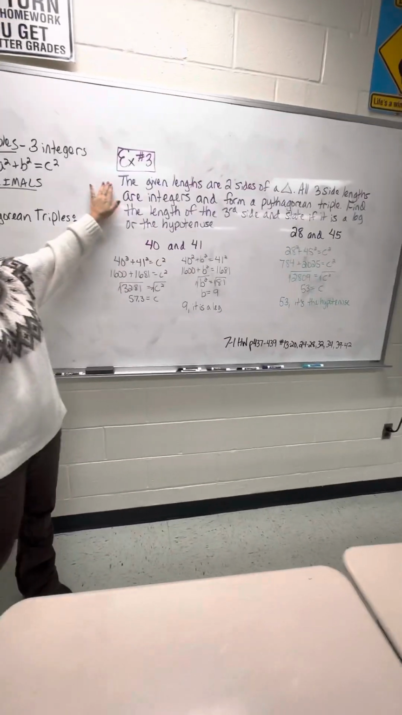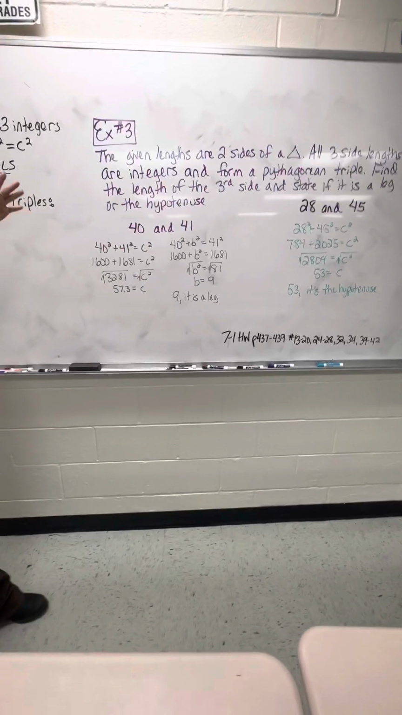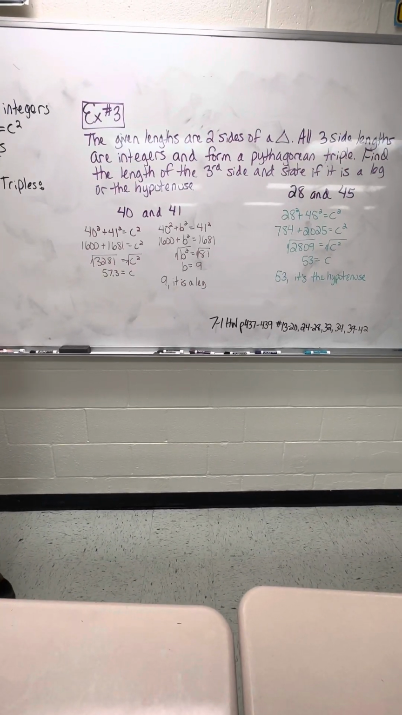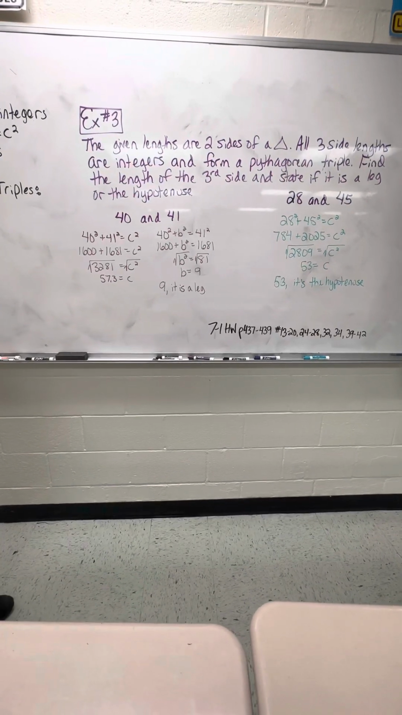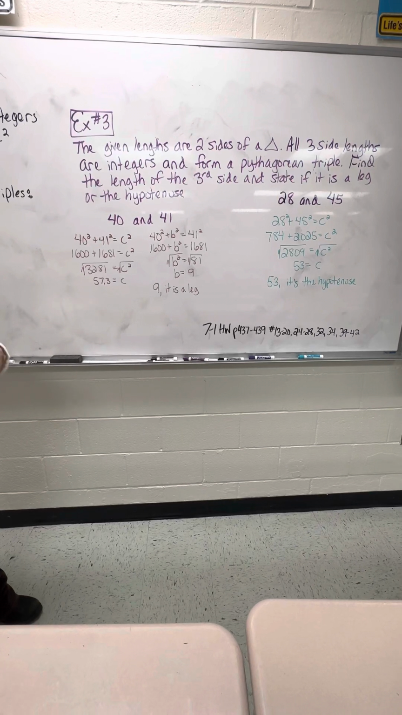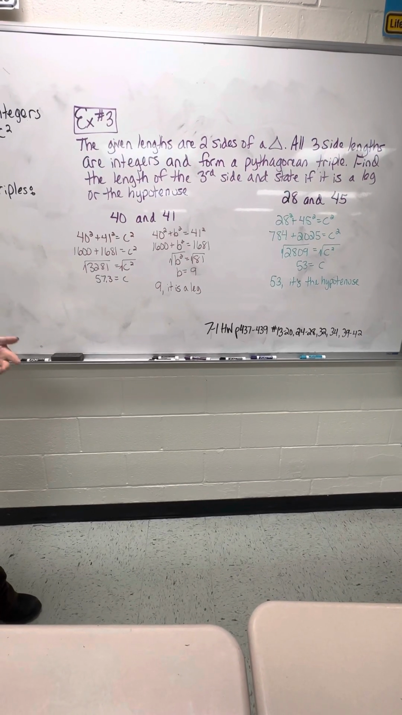So these directions are rather long. What it basically says is we're giving you two sides of a triangle. We know that it's a Pythagorean triple, which means there's no decimals. And we have to figure out what the third side is and what side it is. Is it a leg or is it a hypotenuse?